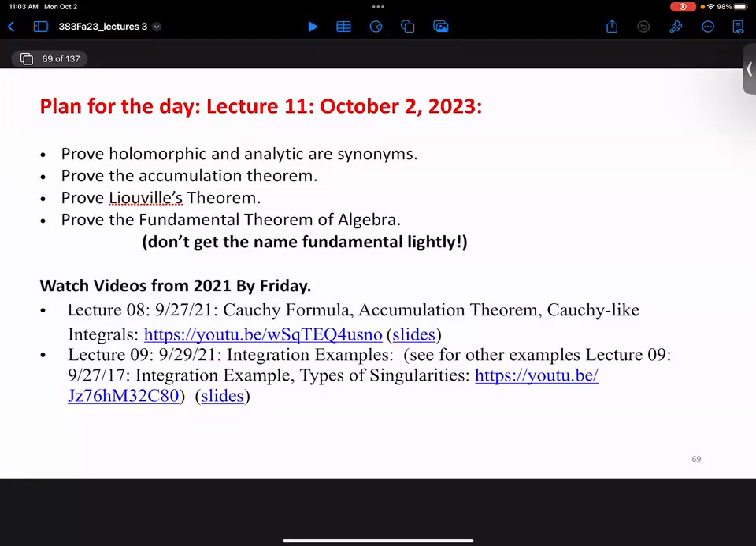I'm going to confidently assert that you did not see a proof of the fundamental theorem of algebra back when you were in middle school or high school. It's long overdue if you've not seen this. You do not get the title fundamental lightly. And so this is extremely important. It says that, depending on how you want to phrase it, if you have a polynomial with complex coefficients of degree n, it has n complex roots.